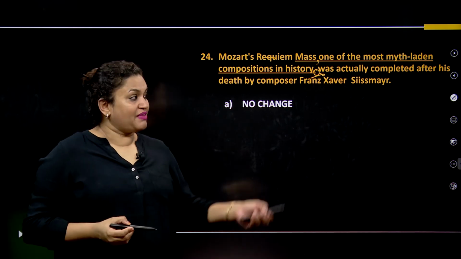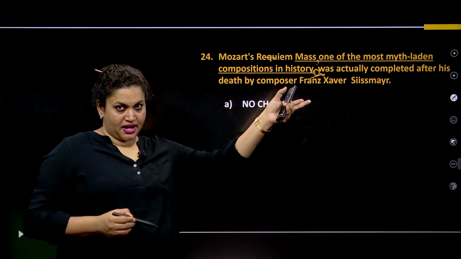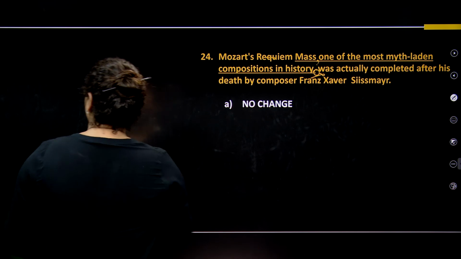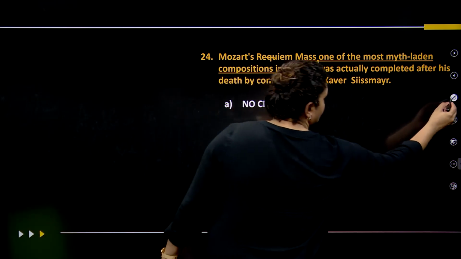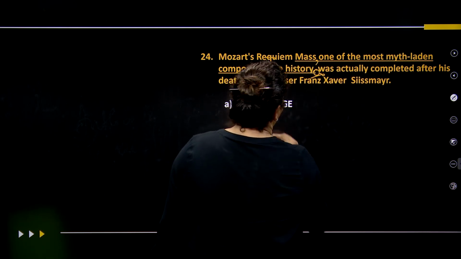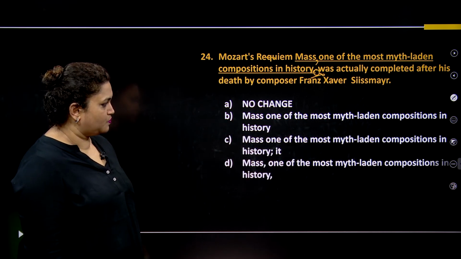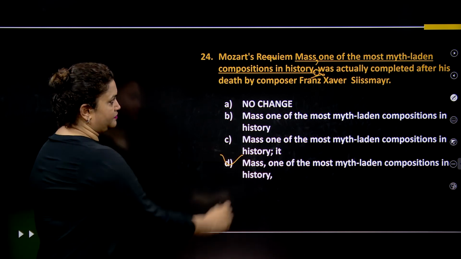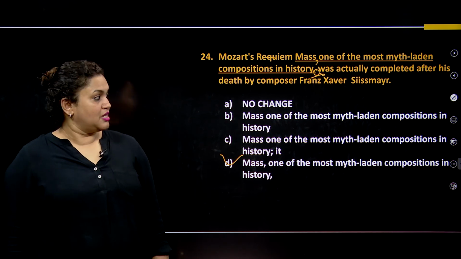And now let's see, "one of the most myth-laden compositions in history" is extra information, so we have to put a comma there. Therefore, a comma is needed here. Let's check the options. Which one gives us this? We'll go with D. This is an easier way of finding your answers. Okay, let's go to the next question.